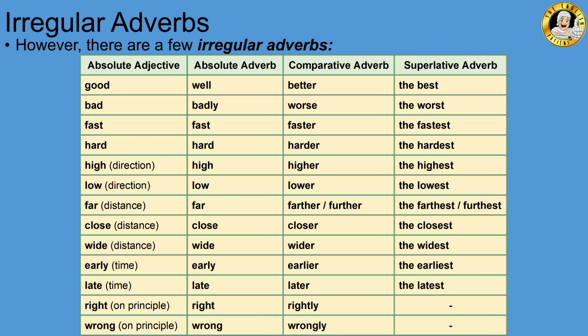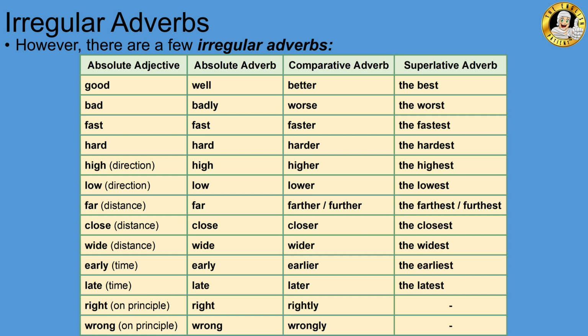For high, in terms of direction, the adverb is high as well. And the comparative is higher and the superlative the highest. Low, also for direction, would be low for an adverb. The comparative is lower and the lowest. He flies low, for example.